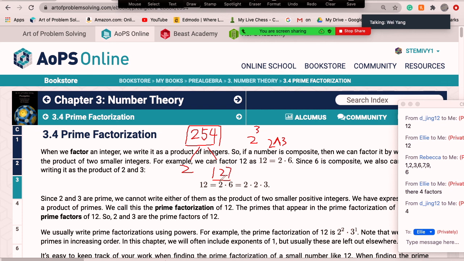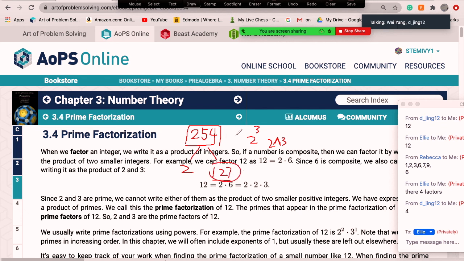127 is not divisible by 2 because this one's an odd number. It's not divisible by 3 because the sum of digits equals 10. Then it's not divisible by 5 because it does not end with 0 or 5. Then you can divide by 7. The remainder is 1, so this one is not divisible by 7. Then we can try if it's divisible by 11. It's not divisible, so we can stop here. This one is a prime number.